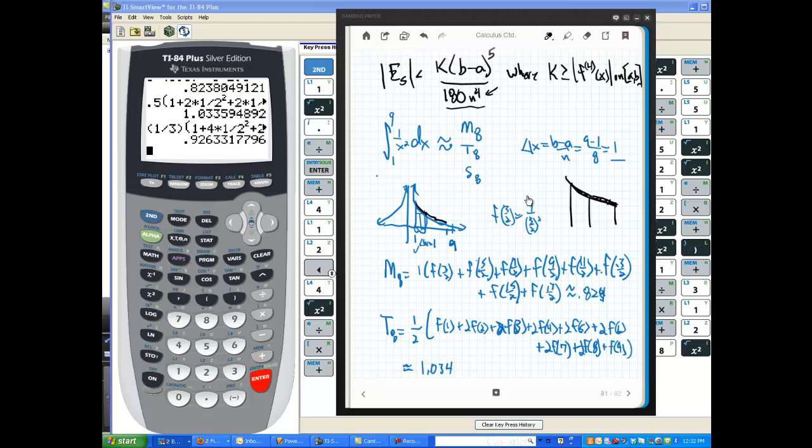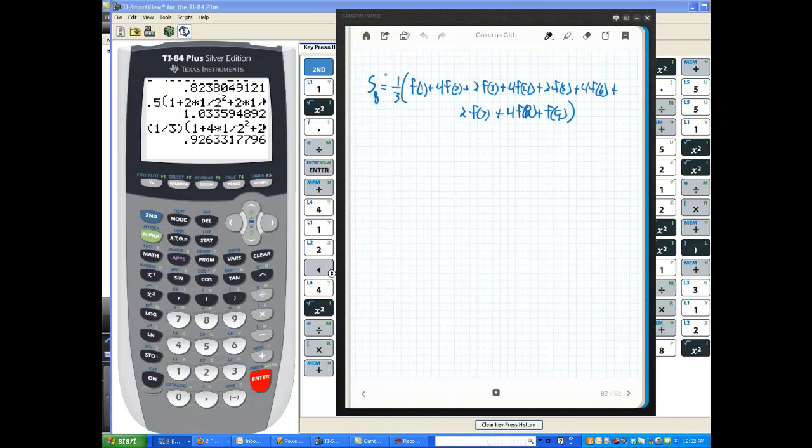And then for my Simpson's, I ended up with approximately 0.926. Now, I may have been wrong. It's an idiot box, and I'm quite the idiot, so I could have screwed that up.